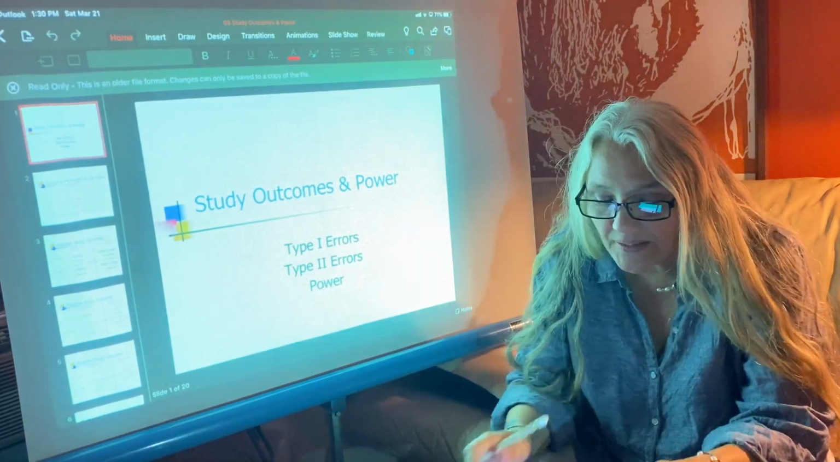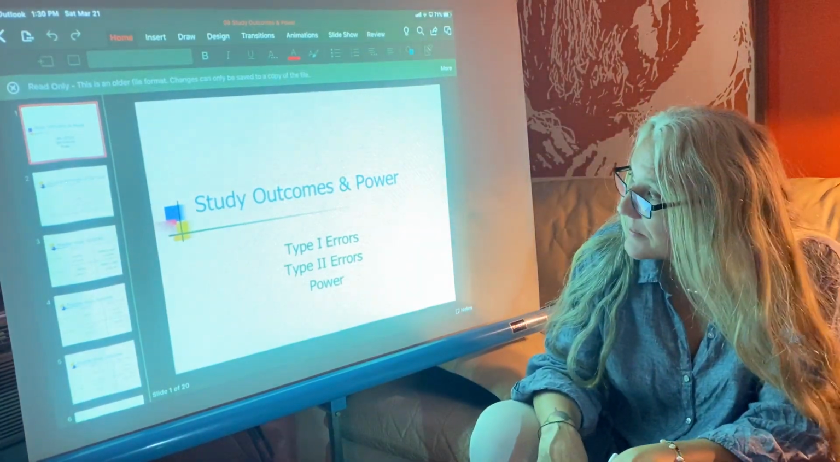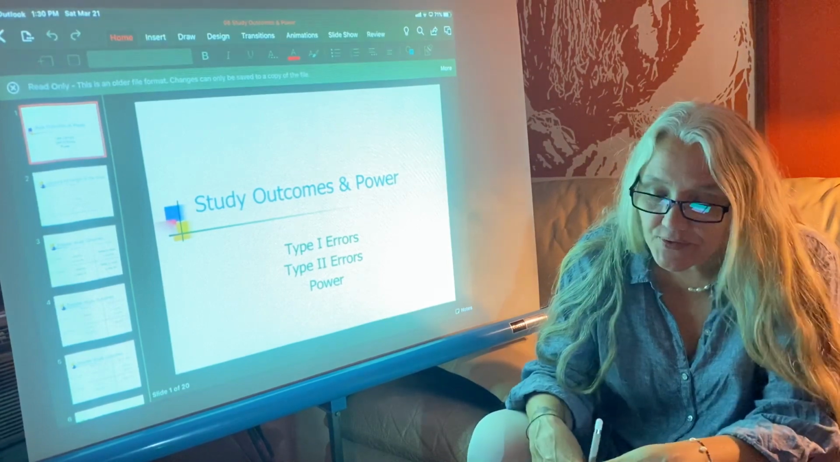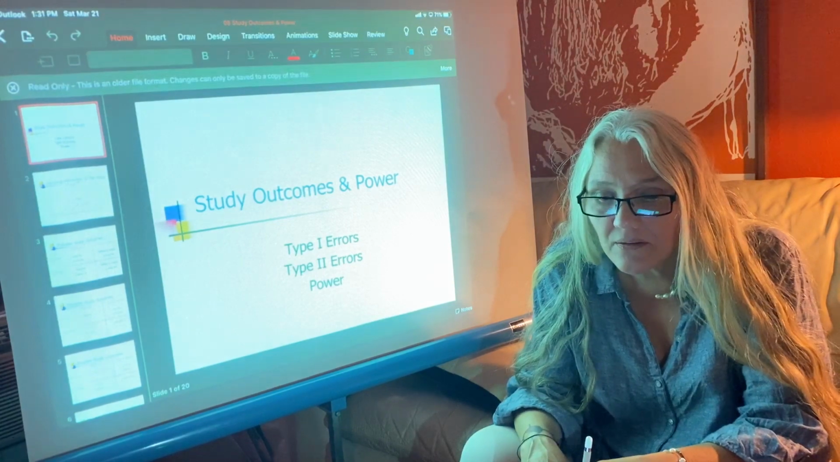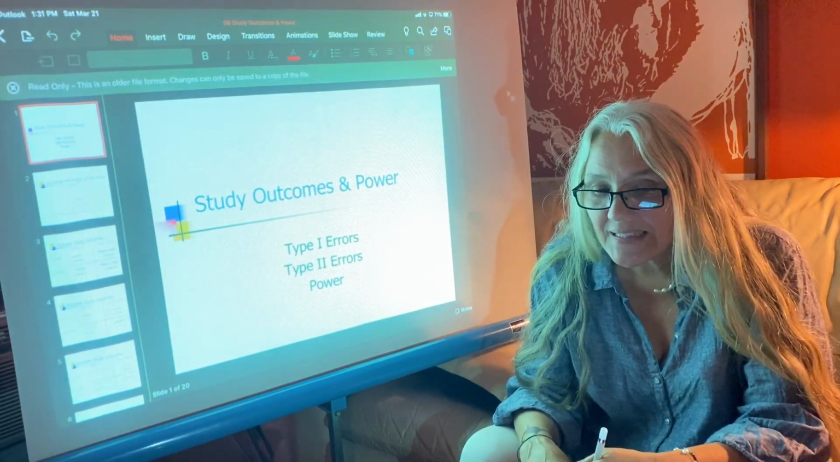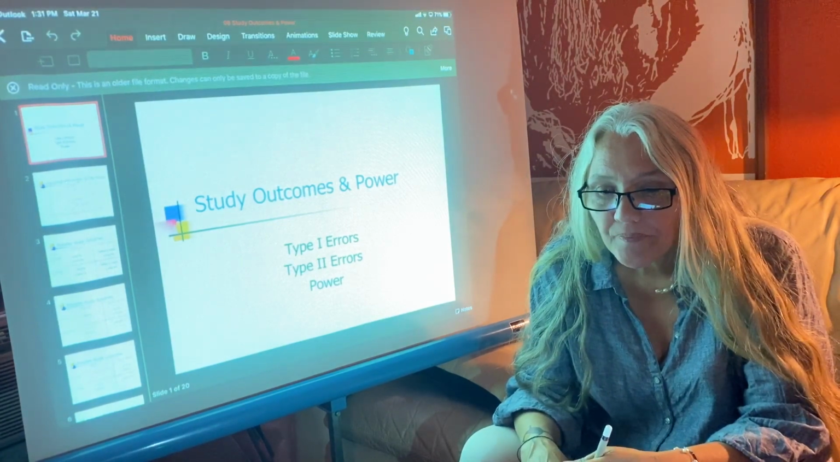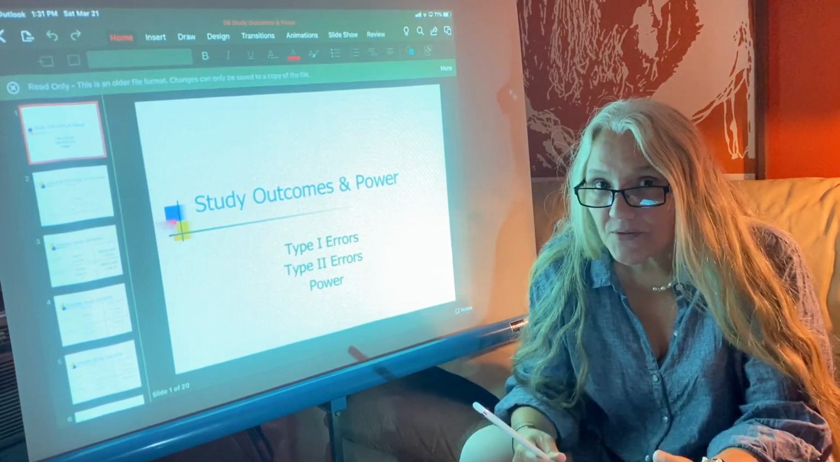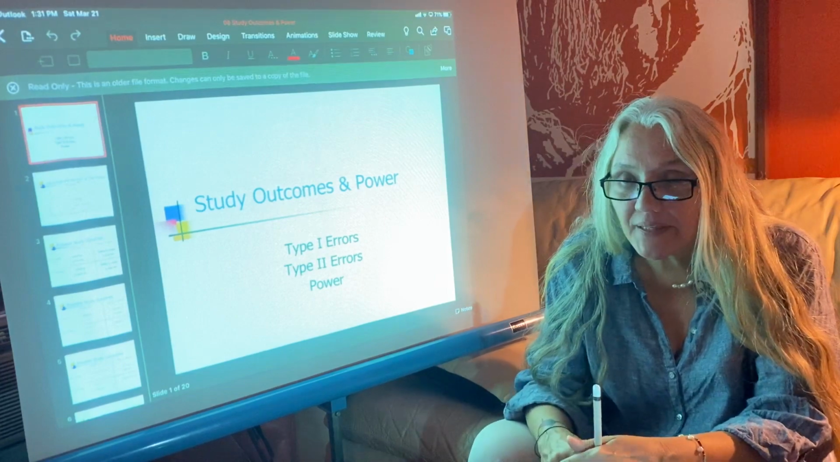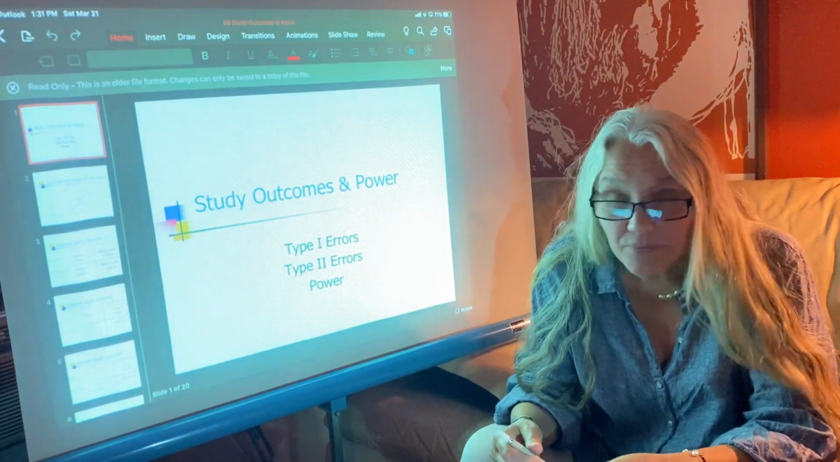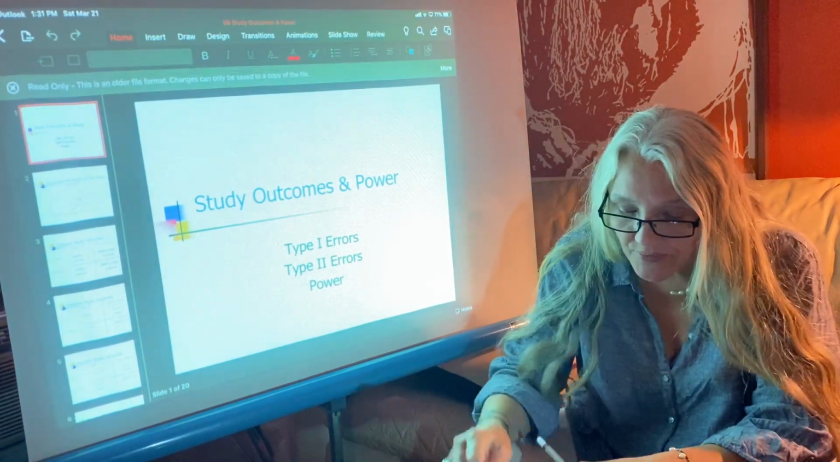All right, so we're going to talk about study outcomes and power. When you get a result from a study, you reject the null or you fail to reject the null. We're going to be talking about that today, what that means, and how we get those results and how often we get those results and what we can do more to get a reject the null result. That's power. So here we go.